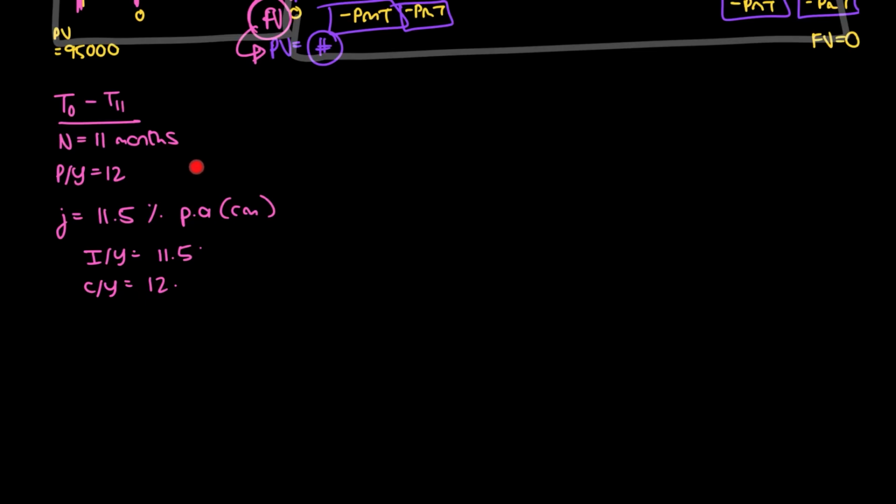That's why our PY is equal to 12 there. Then we have our nominal interest, and we still get our IY from there and our CY from there. Okay? What else do we have? Well, we have our present value is equal to 95,000, and we want to find our future value. So that's what we want to find.